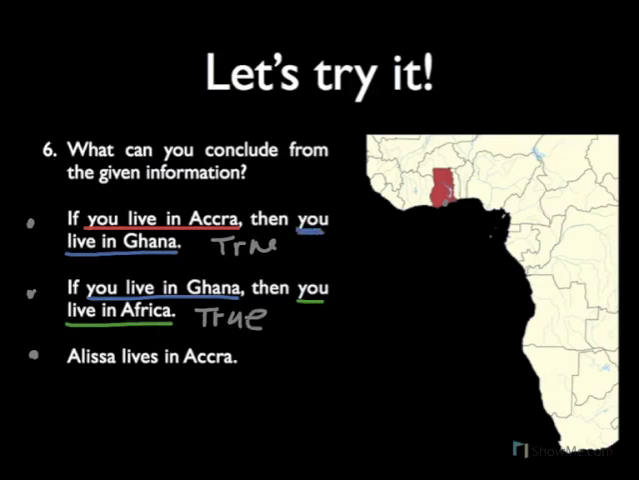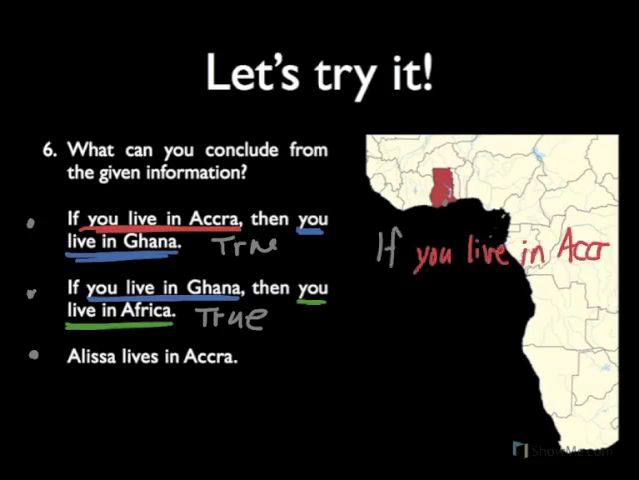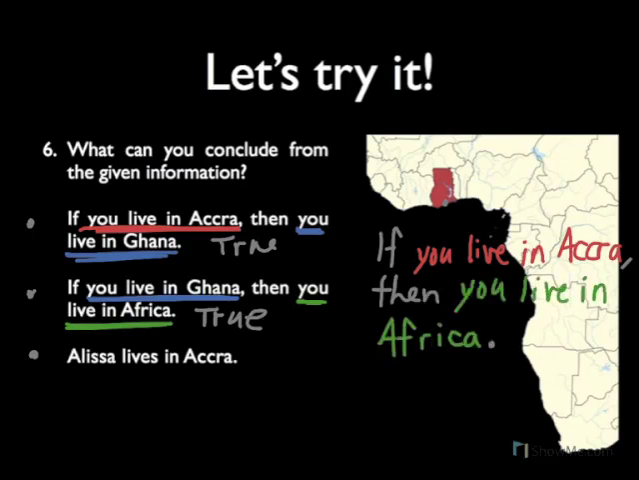Notice how the conclusion of the first conditional matches the hypothesis of the second conditional. That allows us to link you live in Accra to you live in Africa. Now the law of syllogism allows us to create a new conditional. If you live in Accra, then you live in Africa. Now let's use our new conditional and our final statement and see if we can't use the law of detachment.